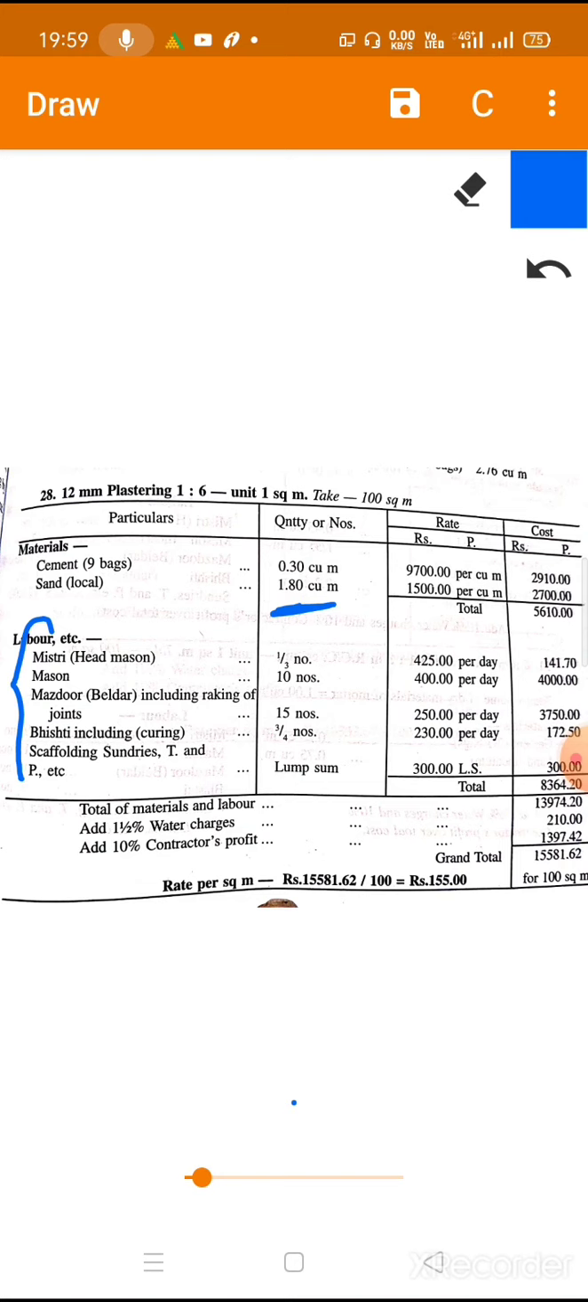So after adding the labor cost as well as the material cost, we get the grand total just like the earlier cases. And over this grand total we add 1.5% of water charges and 10.5% contractor's profit. And what was the total area that we have assumed? 100 meter square. So we need the rate per meter square because plastering is measured per meter square. So the total value is divided by 100 to get the rate. So this is the rate per square meter, rupees 155 they have got. So in this way we do the rate analysis for plastering to be applied on wall surfaces.